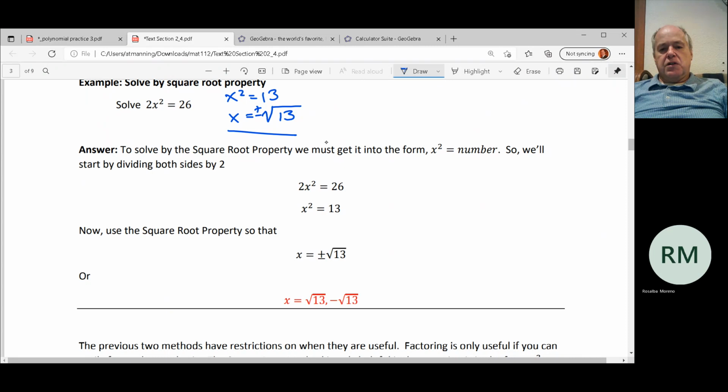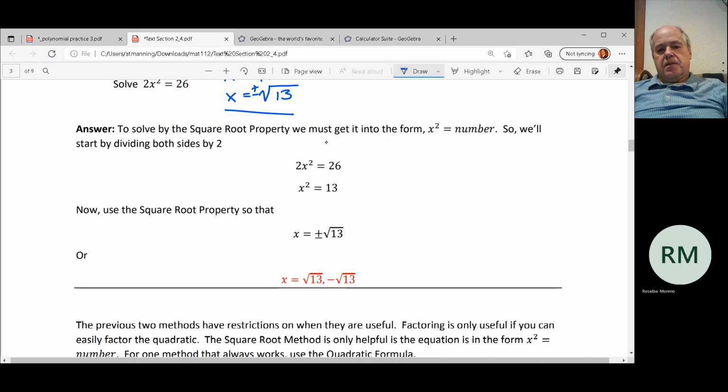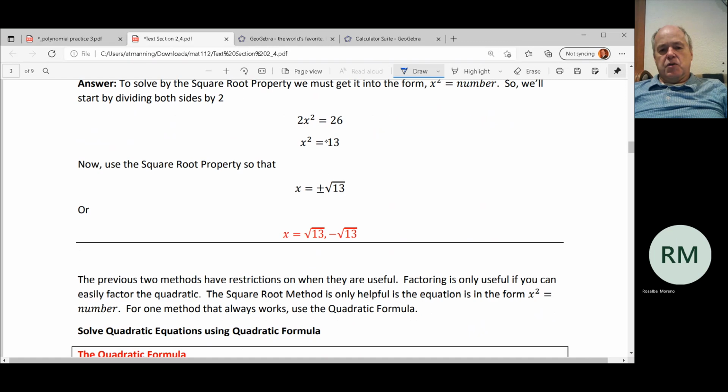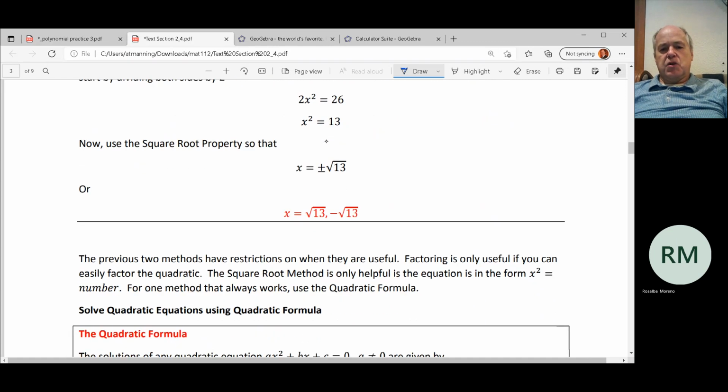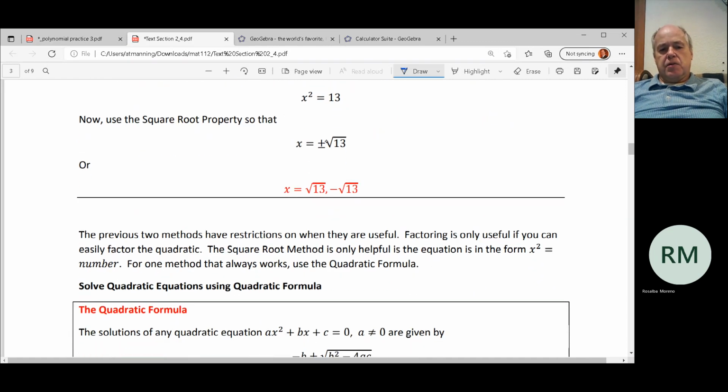I can use my calculator to give me the decimal for that, but this is usually satisfactory. The square root of 13, 13 doesn't reduce any more than that. So this would be the valid answer: x is equal to plus or minus the square root of 13.